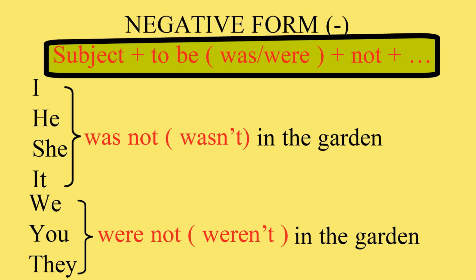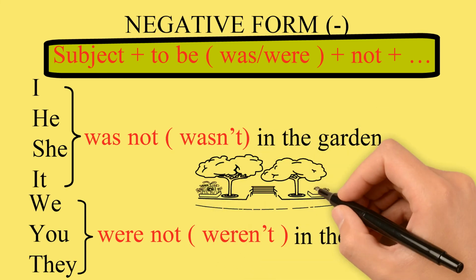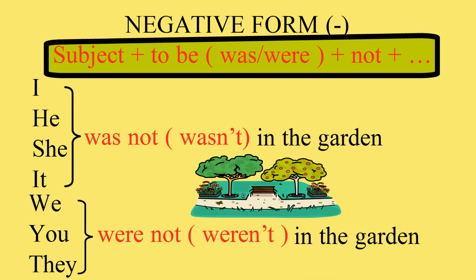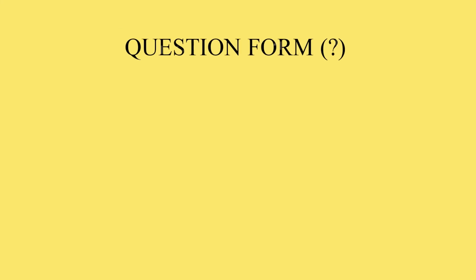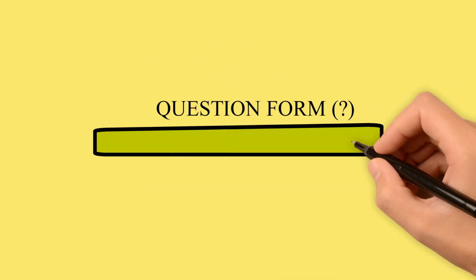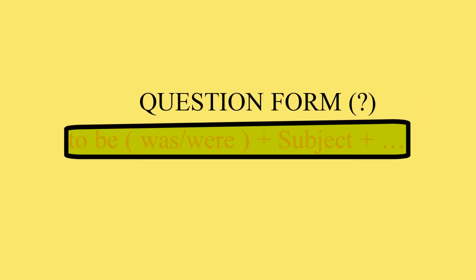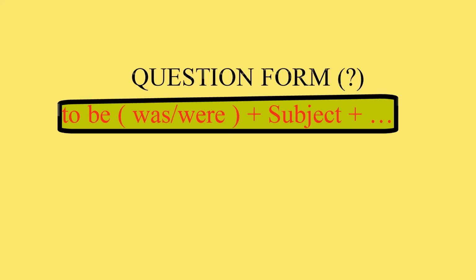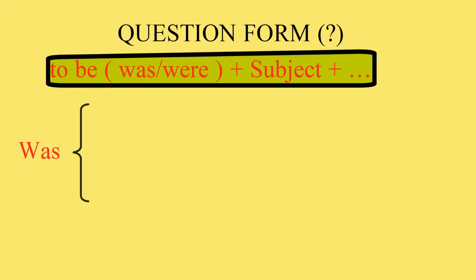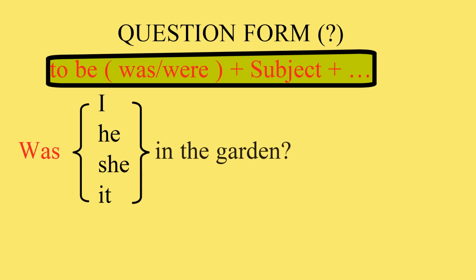Question form. Was or were plus subject plus. Was I, he, she, it in the garden? Were we, you, they in the garden?